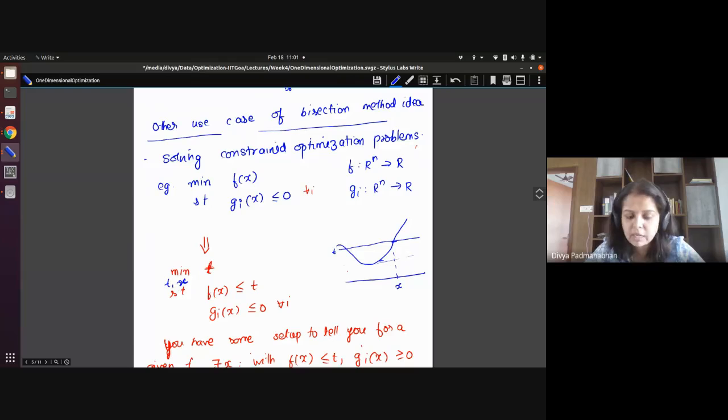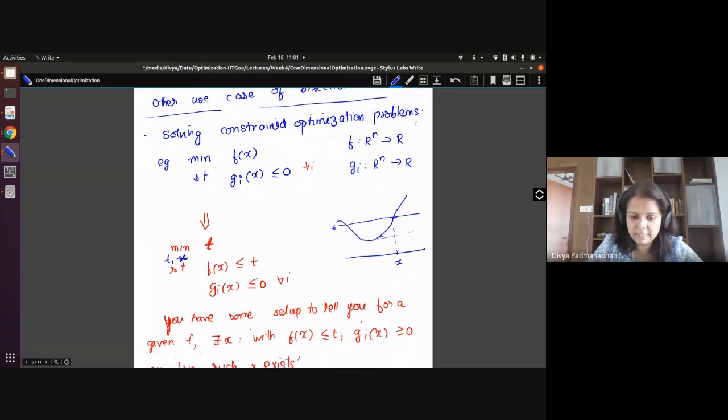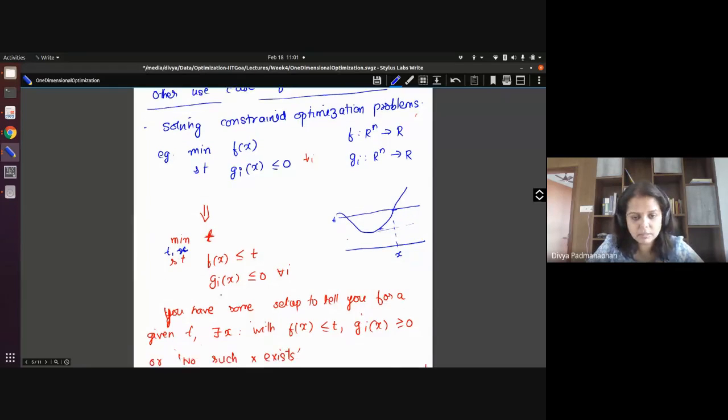Now suppose you fix some value of t, and there is some way to test whether this set is a feasible set, in the sense that you have some way to tell whether, for this t, there is some x for which f(x) is less than or equal to t, and g_i(x) is less than or equal to 0.